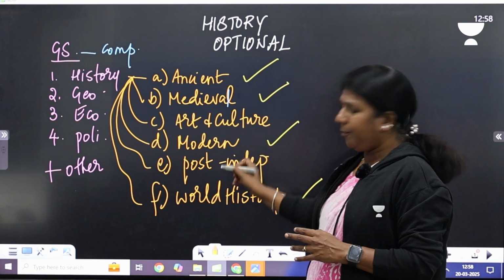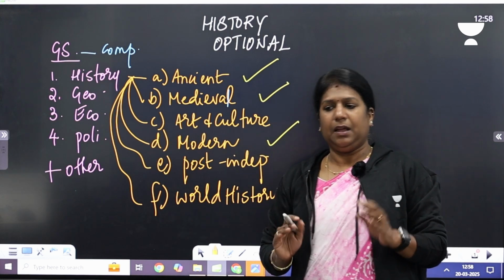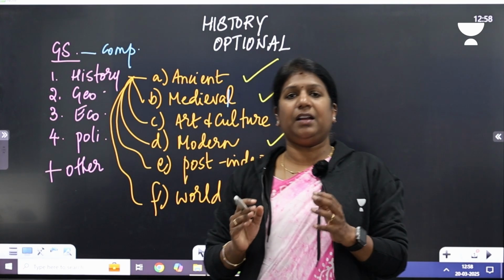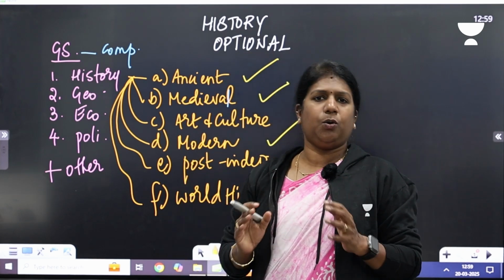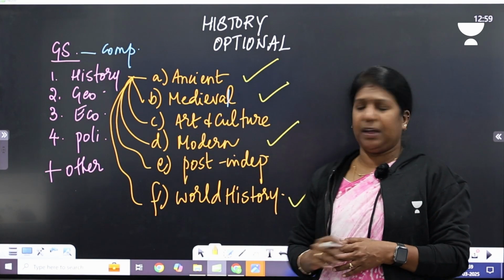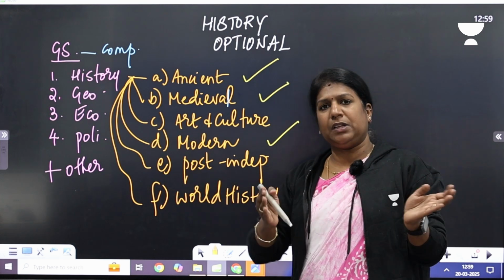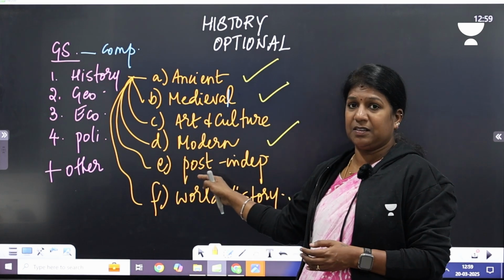So we do not have post-independence in optional. The syllabus stops with Jawaharlal Nehru, that is a period of 1964. A very short note on the prime ministership of Nehru. So we don't need to do the other prime ministers, which we have in general studies.